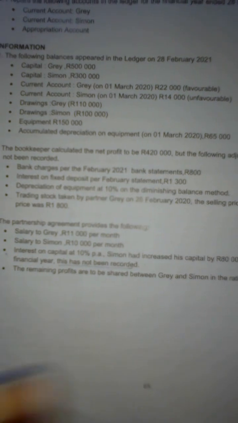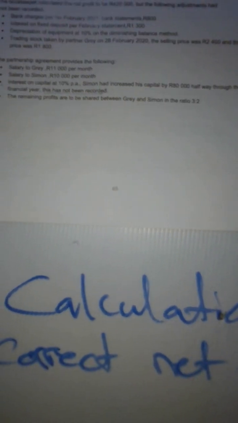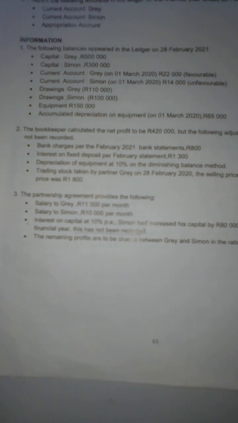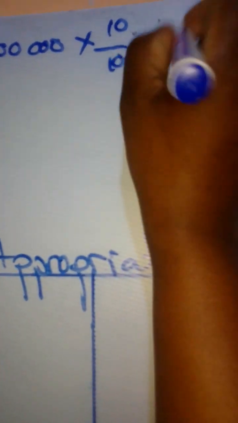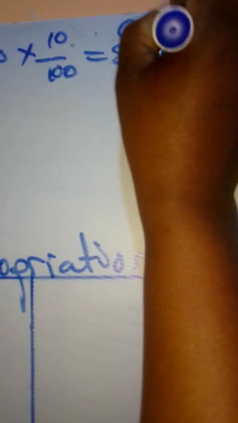Okay, to mean that this capital that we are given for Simon, 300,000, the 80,000 has not been recorded. So it means throughout the capital had been 300,000, the 80,000 we have to now cater for it as we do our calculation. But for the first one, the capital for Gray is 500,000, nothing changed. So we are going to say 500,000 multiplied by 10%, which is equal to 50,000. This is for Gray.